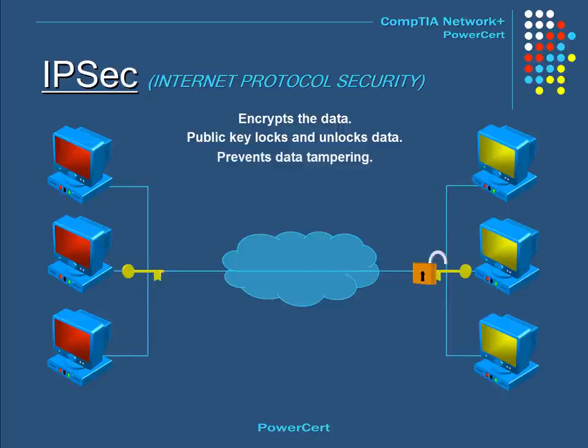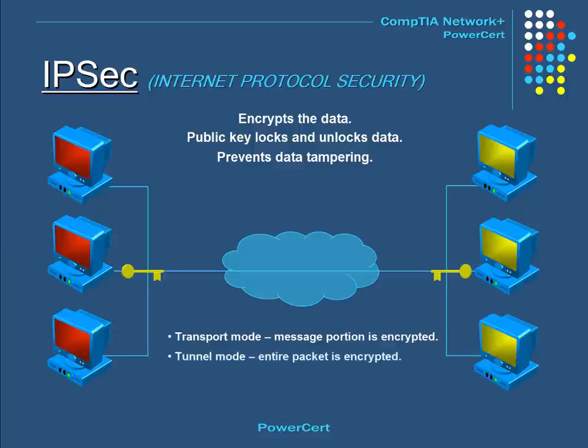In addition to encryption, IPsec also verifies the data to make sure the data is received exactly as when it was sent. And IPsec also has two modes, transport and tunnel. In transport mode, only the message portion of the data packet is encrypted, but in tunnel mode, the entire data packet is encrypted.